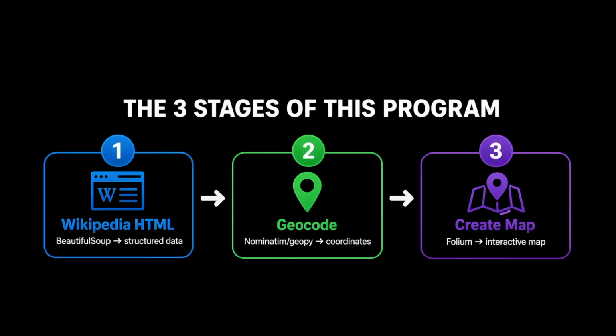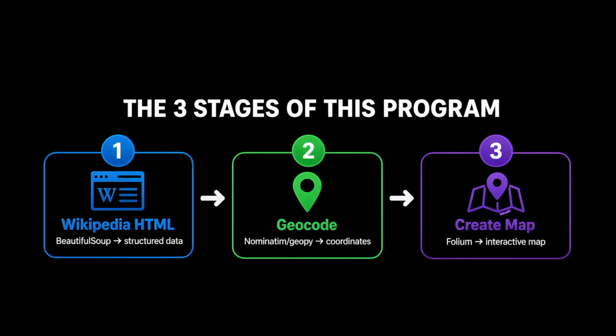The pipeline has 3 stages, each of which uses a different library. Stage 1 is input. We read data from Wikipedia. The raw data is HTML. BeautifulSoup lets us navigate that tree like a Python object and pull out exactly what we want.